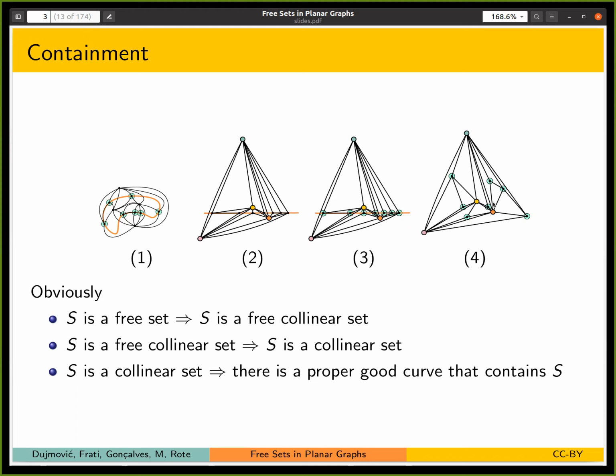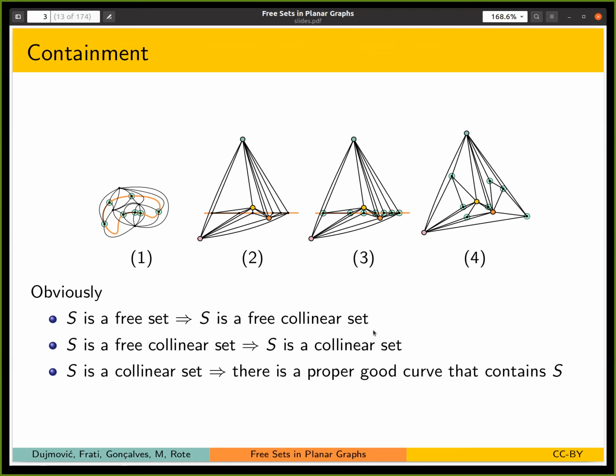And it's clear that these are getting harder because if I can, for instance, draw the vertices on any set of points, then I can certainly draw them on a particular set of points that happens to be on a line. And if I can draw them at a specific set of points on a line, then I can certainly draw them on a line. And if I can draw them on a line, well, I can treat that line, sort of part of that line, as part of a curve, and then just close it up to get a Jordan curve that is actually a proper good curve that contains those vertices.